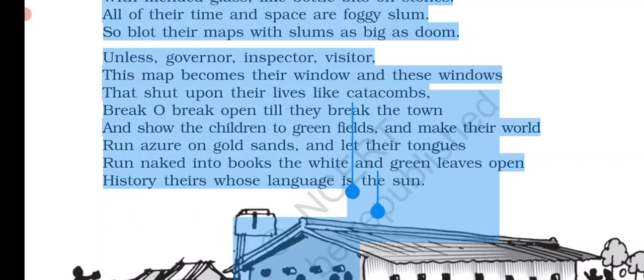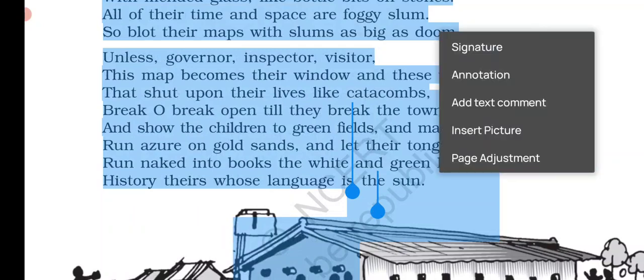So in this stanza, what the poet is saying is that nothing can be done, right? You cannot remove the condition of people living as slum dwellers unless a governor or a school inspector, educationist, or a visitor comes to the school, right? Because that map is the only medium for the children to see the world, because they have never been outside. They are confined. They cannot go out, because they have not been given any opportunities.